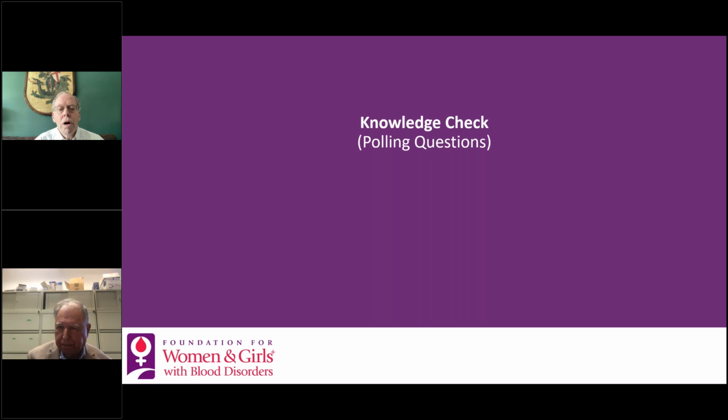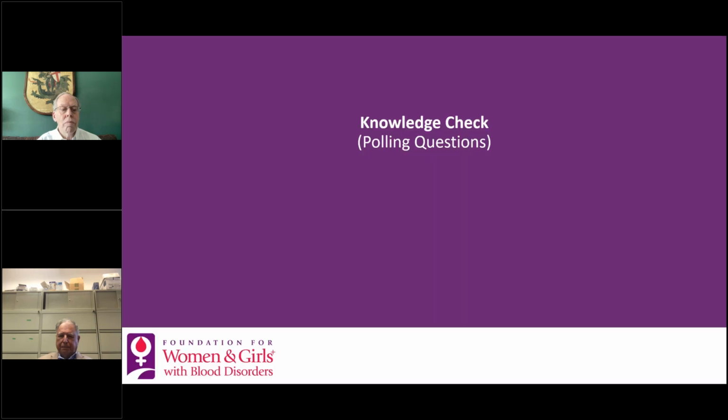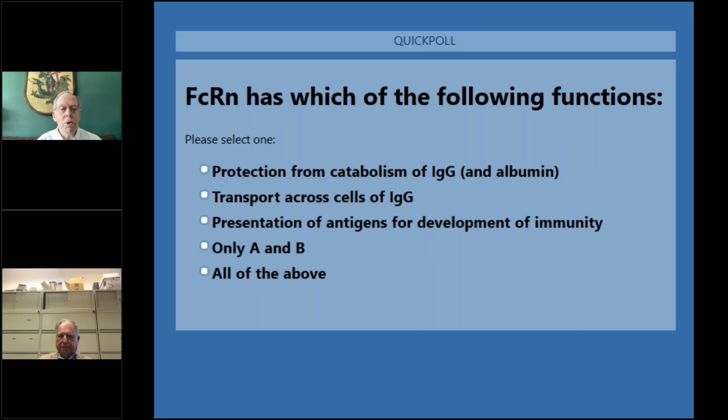Here we go. We have some polling questions to start with. Could we put the first one up? Please tell us how many people are joining you today for this conversation. You can select according to the bottom choices. You're watching by yourself, 1 other person, 2 other people, or 3 or more. Please check off whichever category fits you best.